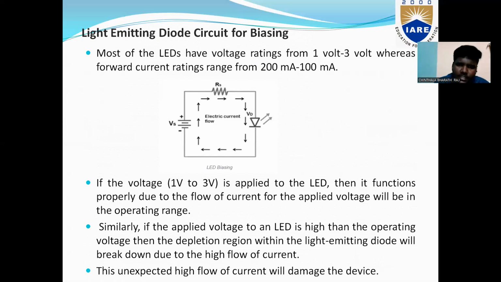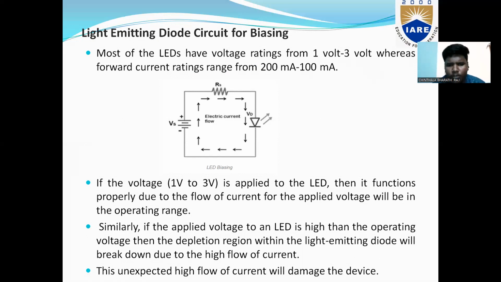In this diagram, we can observe the flow of electrons, the electron current. If a voltage of 1 to 3 volts is applied to the LED, then it functions properly, because the flow of current for the applied voltage will be in the operating range.